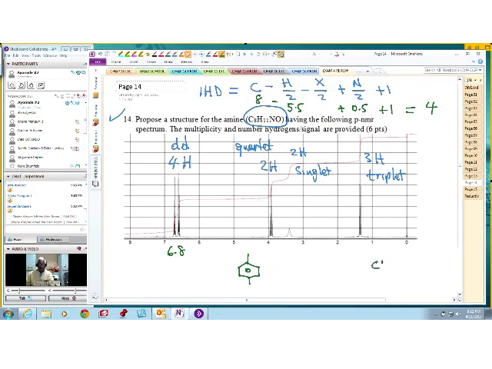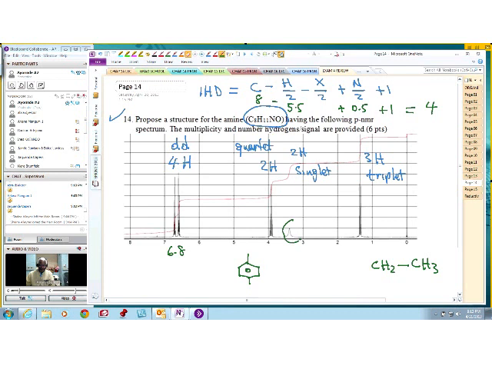So if that is the case, they've already told you you have a quartet, 2 hydrogen. That means that is seeing 3 hydrogen. You also have a triplet, 3 hydrogen. That means that is seeing 2 hydrogen. So you must have this fragment right here. So you know that you have CH2, CH3. You also know you have oxygen in this molecule.